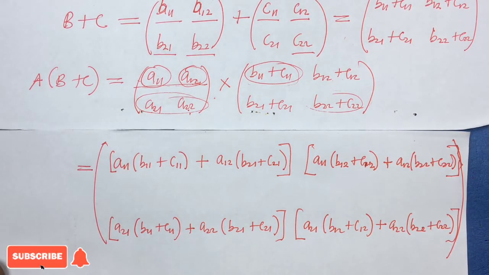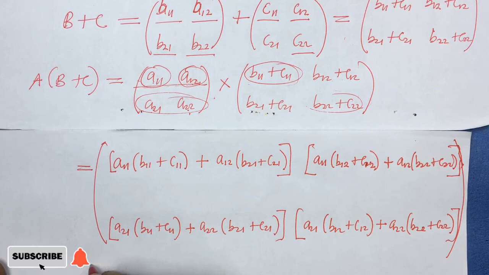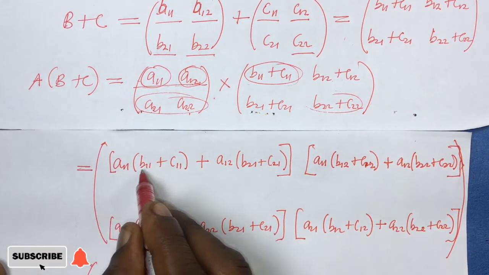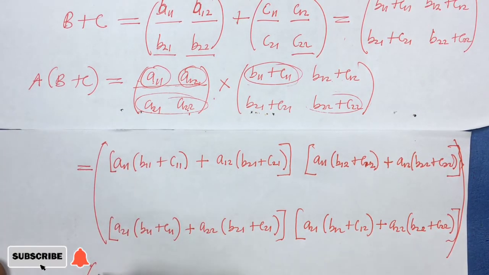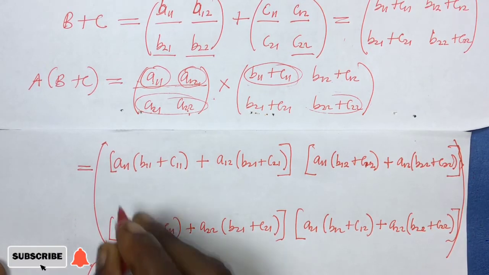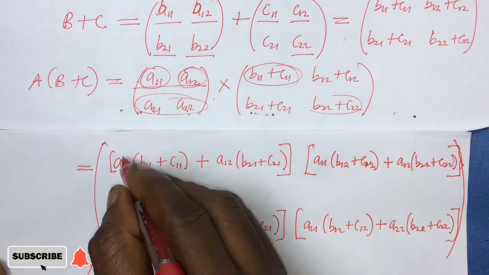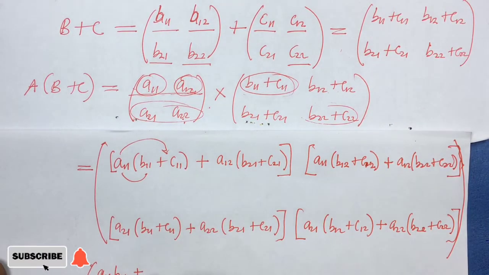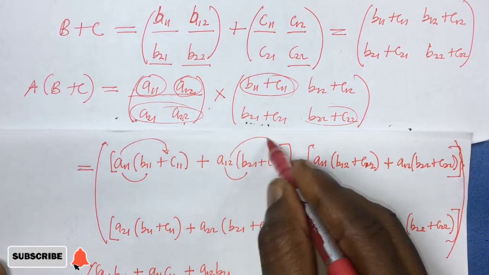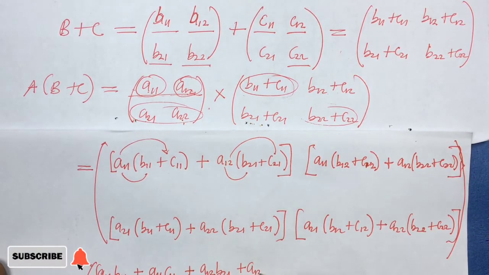Now if you want to simplify, you would end up having a final result. This would multiply to give you A11 times B11. When you open up the bracket, this times this and this times this, plus A11 C11, okay, and that would add to A12 times B21, this times this and this times this, A12 times C21, and that closes the bracket.